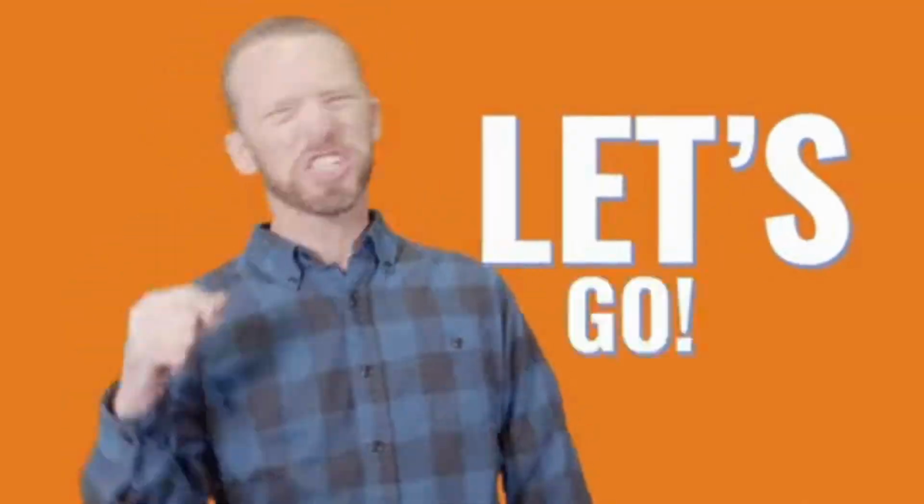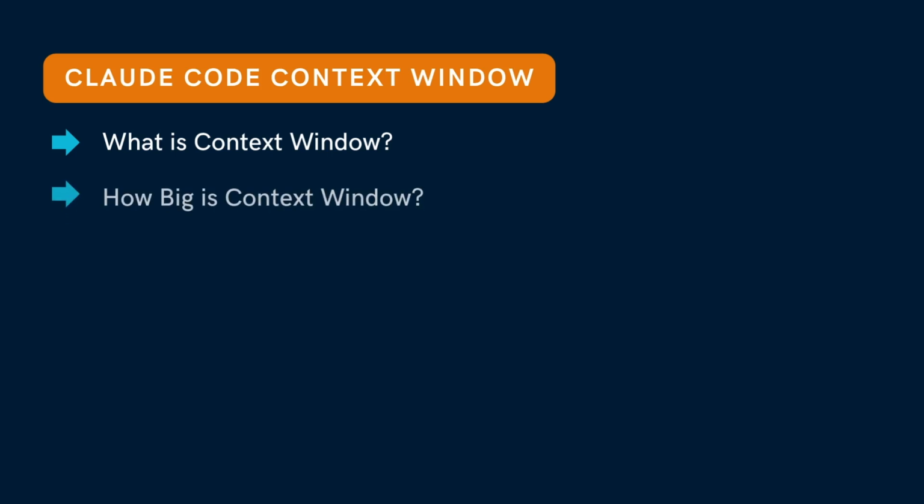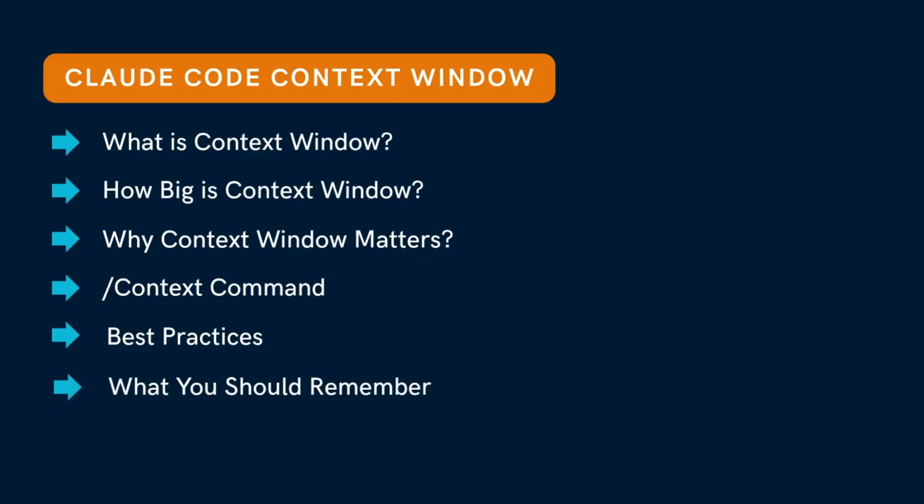Now let's get started. In this lesson, we are going to learn how Claude works with the information we give it. We will start by understanding what the context window is, how much information it can hold, and why it's such an important part of building accurate results. We will also look at the /context command, learn a few best practices, and highlight the key things you should always keep in mind. Finally, we will end with a quick demo so you can see how everything we discuss works in a real example.